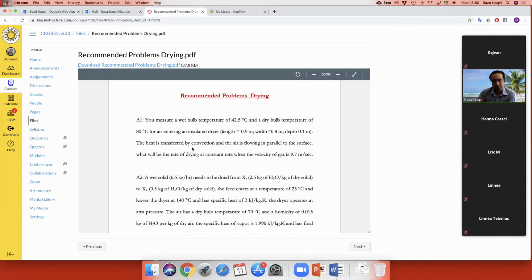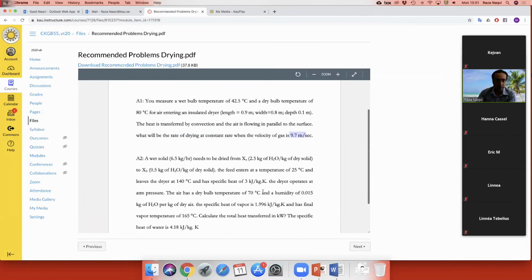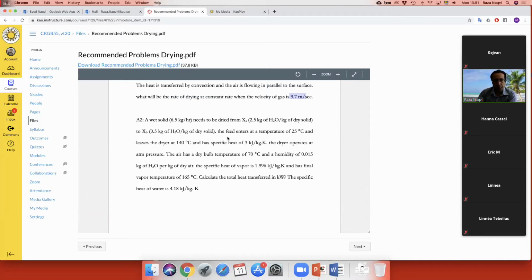The heat is transferred by convection, and it is important that air is flowing parallel to the surface, so that you have to use the heat transfer coefficient calculated from the right empirical equation, and then you have to calculate the rate of drying at constant rate, and we know the velocity. Similarly, you have to calculate the total heat transferred in the dryer when you know the conditions.